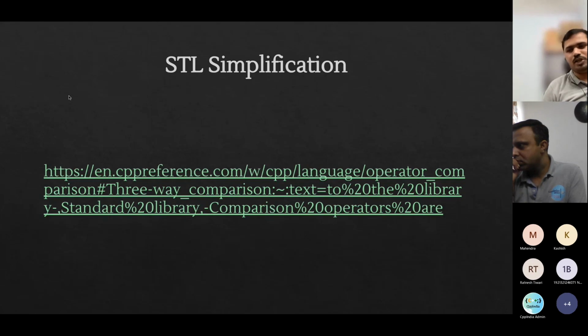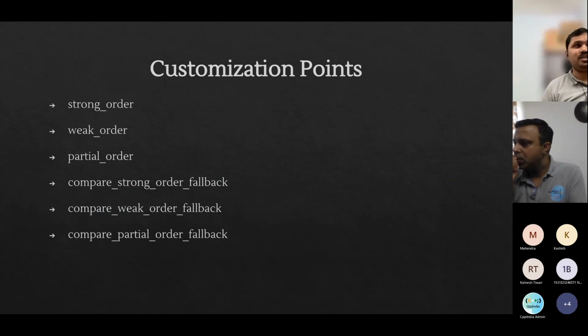So our time is already over, but I just wanted to touch upon these customization objects or customization points. I will not go into the depth of all these things. We'll just quickly cover it in 2 minutes. So we have these 6 customization points. I am not going to explain what these are.